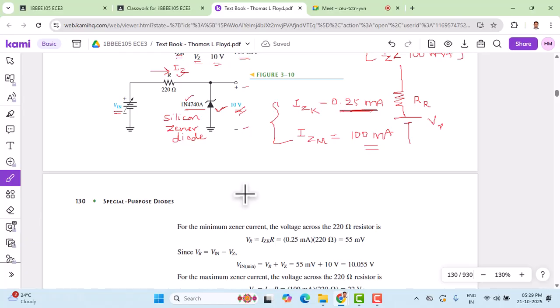Now let us use this formula to calculate the other values. For the minimum Zener current, the voltage across the 220 ohm resistor can be calculated. If I use IZK, the minimum Zener current, it gets multiplied with the R value. The R value is 220 ohm, and the minimum Zener current is 0.25 milliampere. That gives me VR as 55 millivolt.